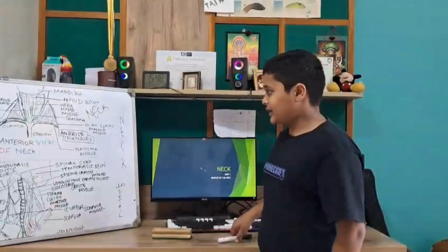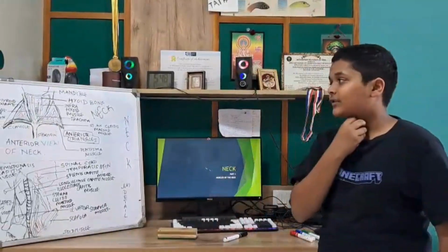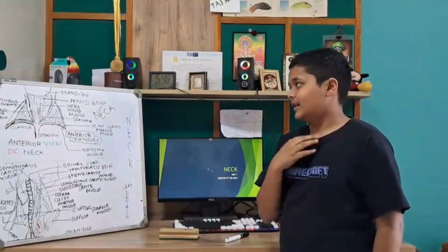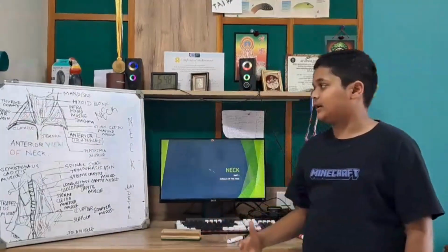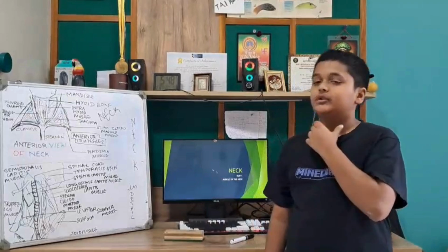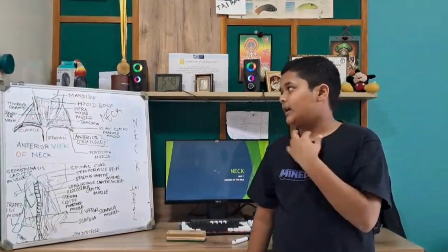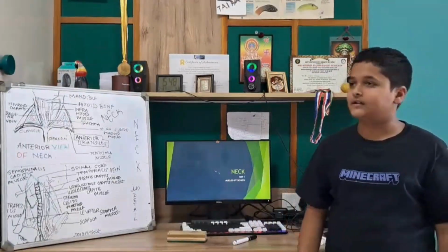The neck has two parts, the anterior part and the posterior part. Let us first learn about the anterior part. The anterior part, I am going to tell you about the main bones, the muscles, some important veins, glands, and what the anterior bone protects and supports.